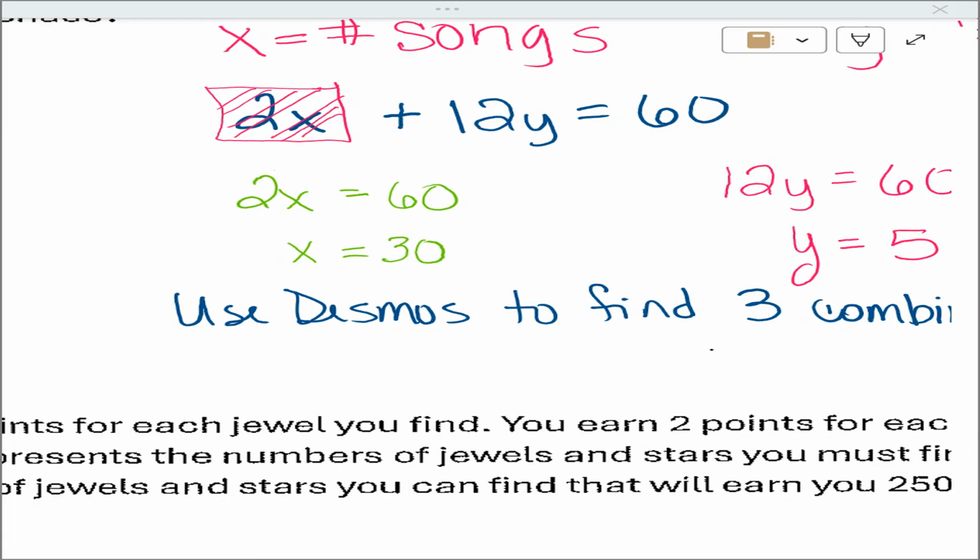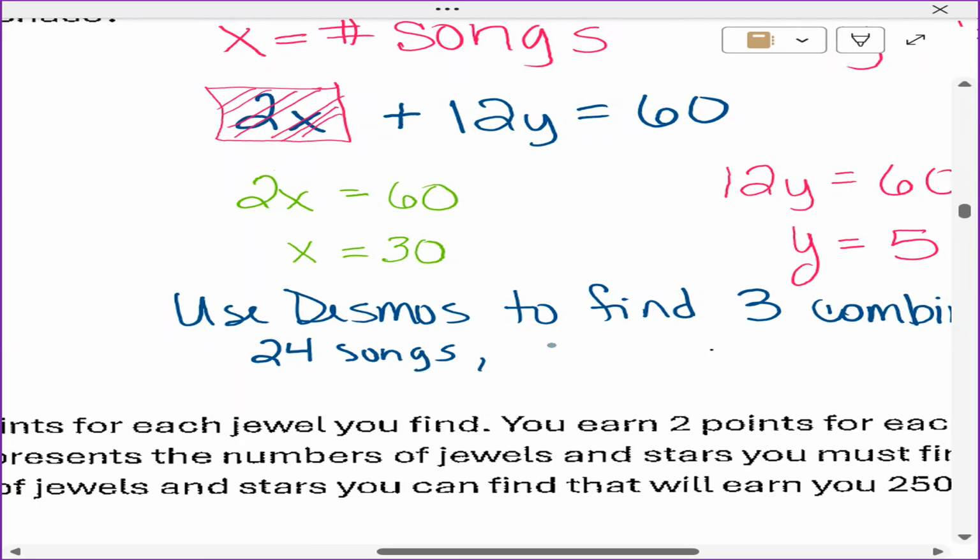But I want to know what some other possibilities are. I want to know some other possible combinations. So I want to look for places on my graph where it crosses an exact number, like right here. What is that number? 24 and 1. X is 24. What does X represent? What's the variable X? The songs. So I could buy 24 songs and 1 movie because that's the ordered pair 24-1.